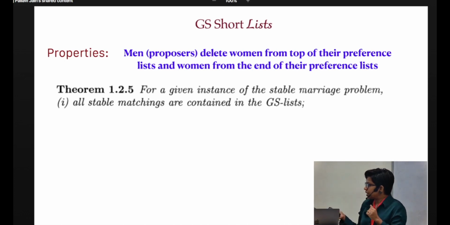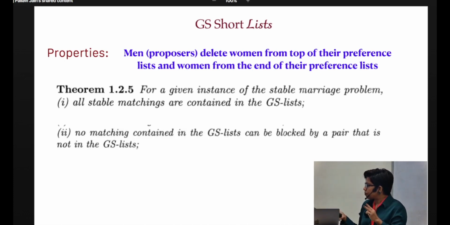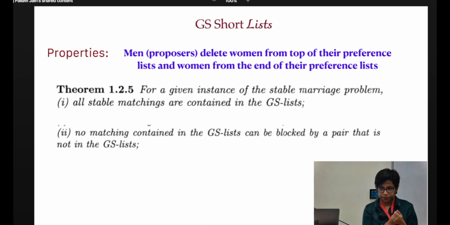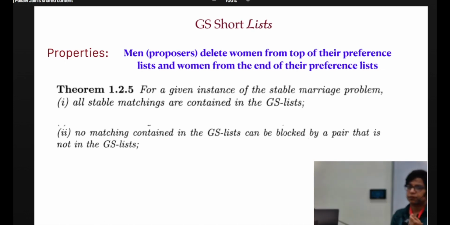Now, no matching contained in the GS list can be blocked by a pair that is not in the GS lists. Is this property clear? Is it obvious to you? Why? You want to answer? Because the shortened list has only the stable matching, so any pair outside those cannot block the stable matching. Okay, suppose you didn't know the first condition, that all potential stable matchings are there in the GS lists. Can you still prove condition 2?